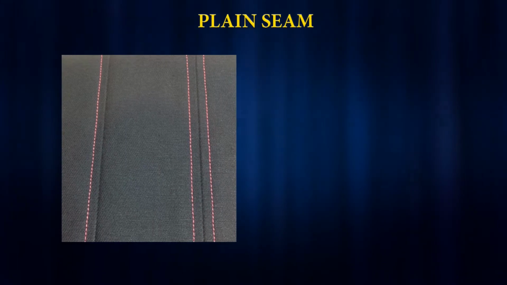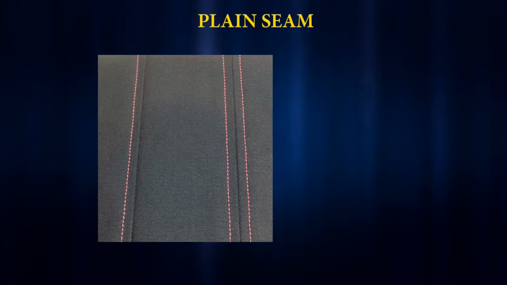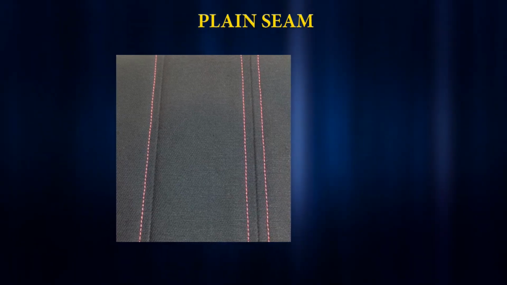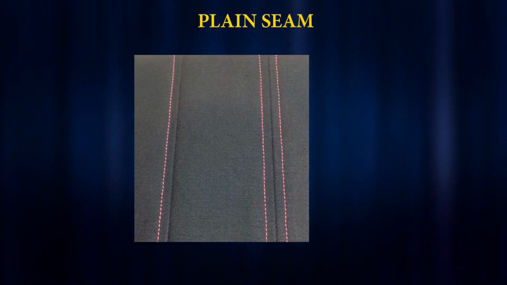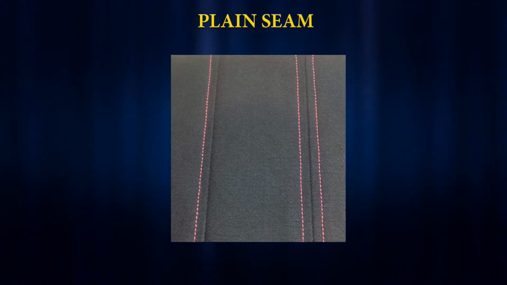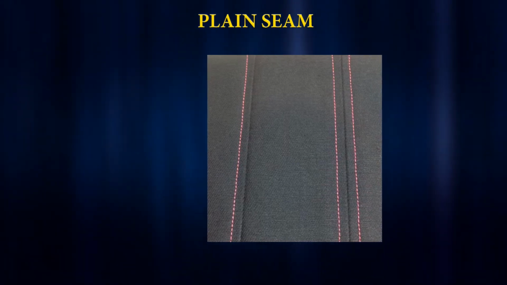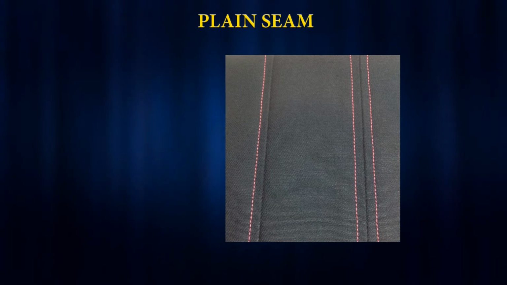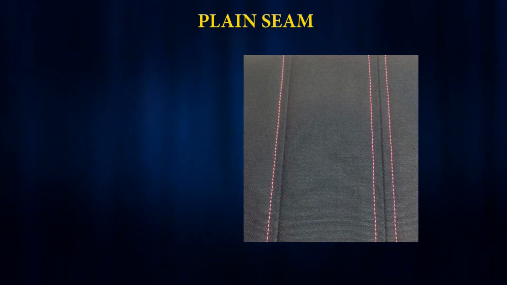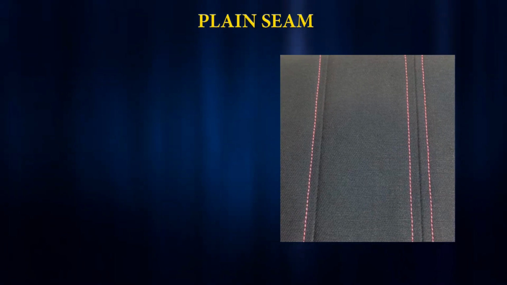As you can see in the picture, this is the plain seam. It looks just like a simple running stitch with the machine. We discussed stitch and seam in the last session, that there is a difference between a seam and a stitch. We are discussing a plain seam. A row of stitches is called a seam, and this is how a plain seam looks.